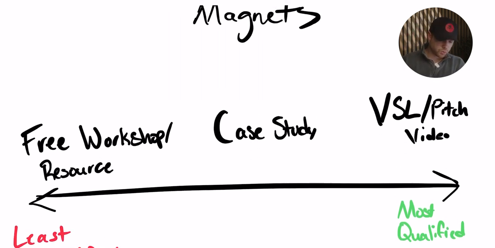So if we're using a free workshop or a resource, you're going to get lower qualified people down here because they're just people who want something for free. So they're typically freebie seekers.